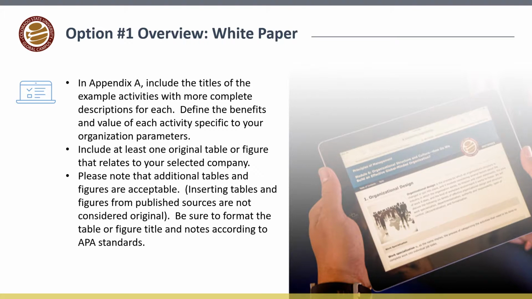You're going to have an appendix in this paper, Appendix A. You're going to include the titles of the example activities with more complete descriptions for each one. In your appendix, you're going to include the benefits and value of each activity specific to your organization. In other words, why should they use this? What's it going to do for them? And then you'll include at least one original table or figure that relates to your selected company. But I do recommend that you include more. I recommend you include diagrams and graphics showing the different frameworks and tools that you're discussing.